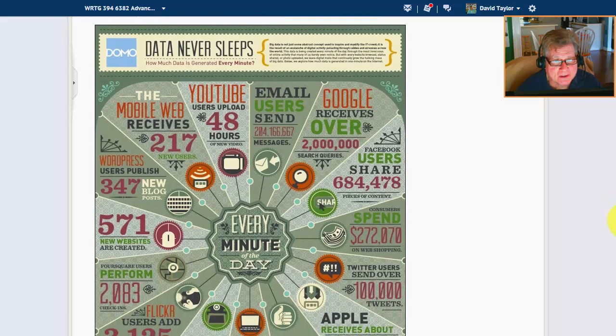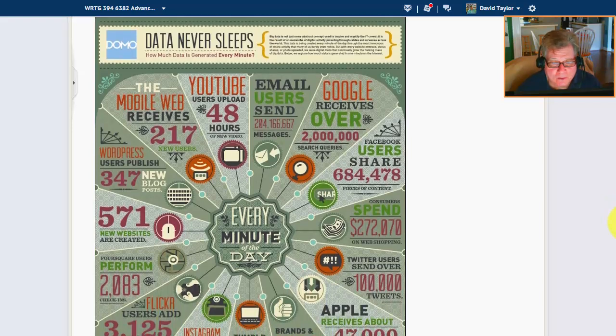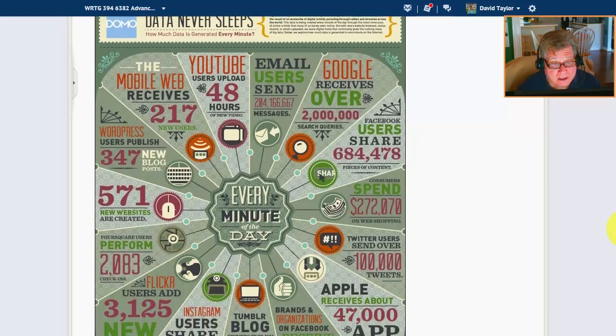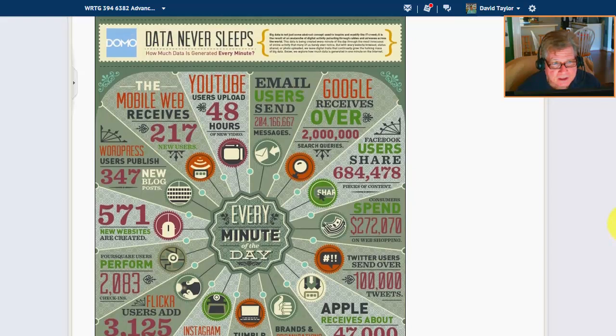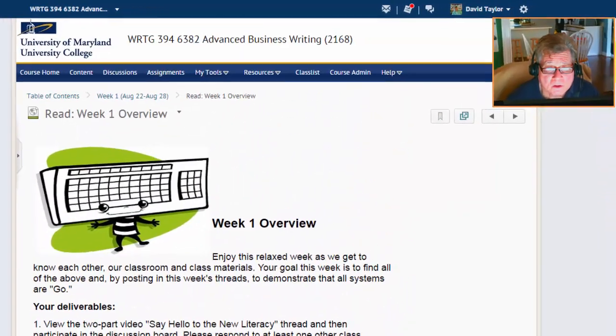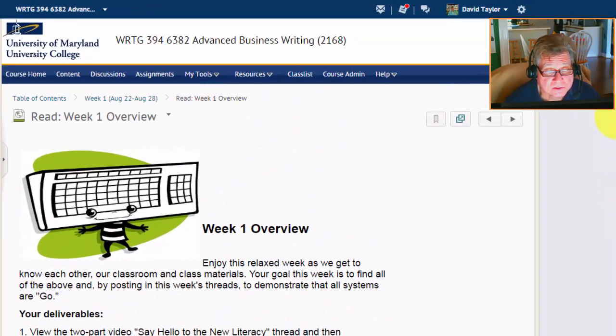as well as a bit of introduction in infographic style to one of the things that we're having to deal with in this course and in our lives, and especially in the workplace. And that is the fact that data never sleeps and that we're constantly bombarded by it. And one of the goals of this course is to suggest to you some ways that you can deal with it when it comes to writing.